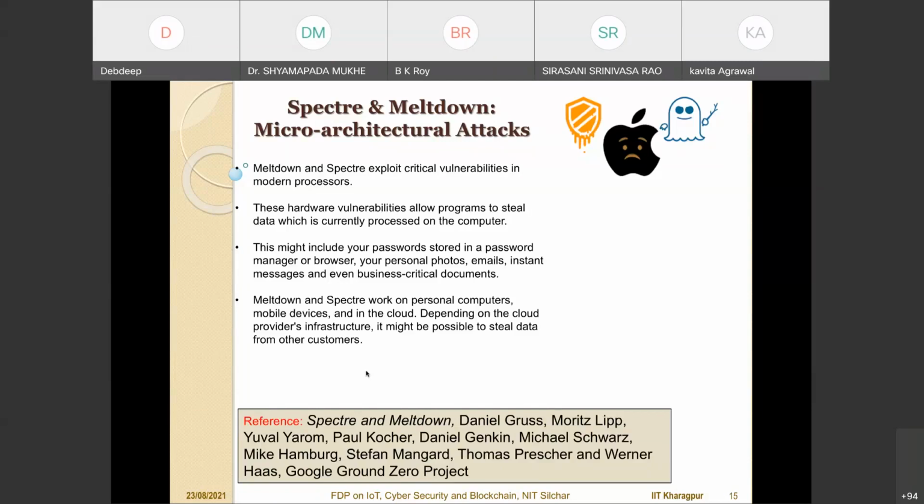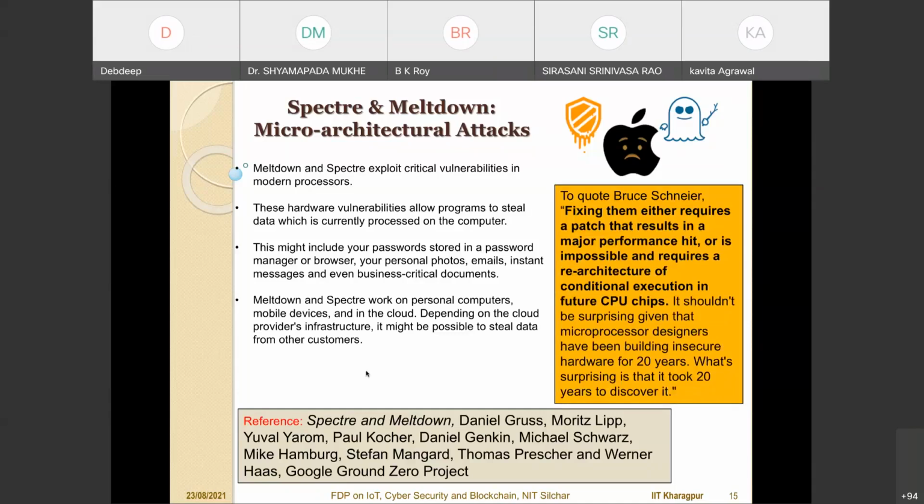So Meltdown and Spectre fall into that category of attacks, which show that when you are doing your computations, it can lead to the revelation of very critical data, like your business critical documents, your credit card information, and so on. So how do you prevent against these attacks? To quote Bruce Schneier, a very famous security reporter, he says that fixing them requires a patch that results in a major performance hit or is impossible, and requires a re-architecture of conditional execution in future CPU chips. That basically means going back 20 years and then coming forward again.